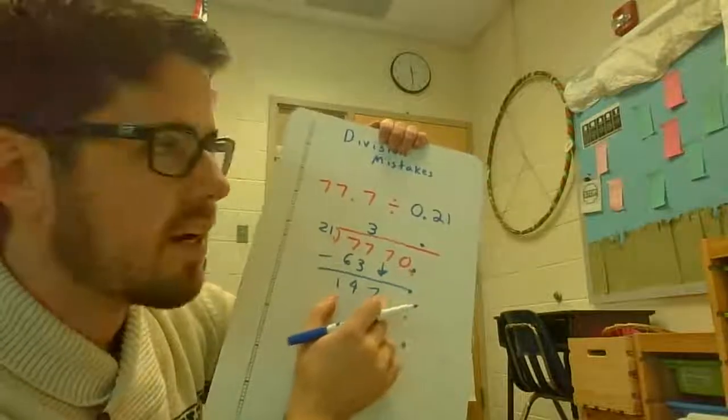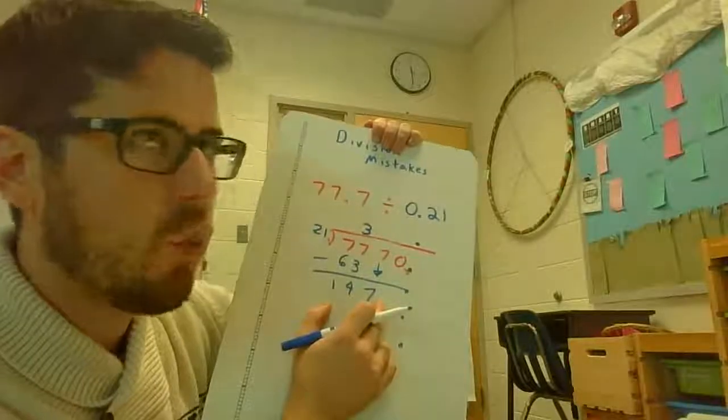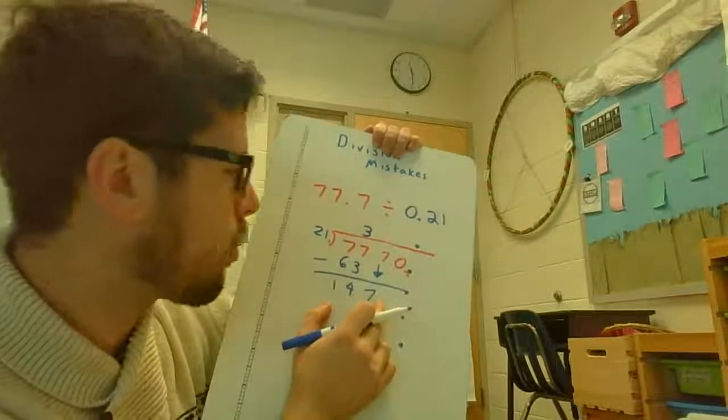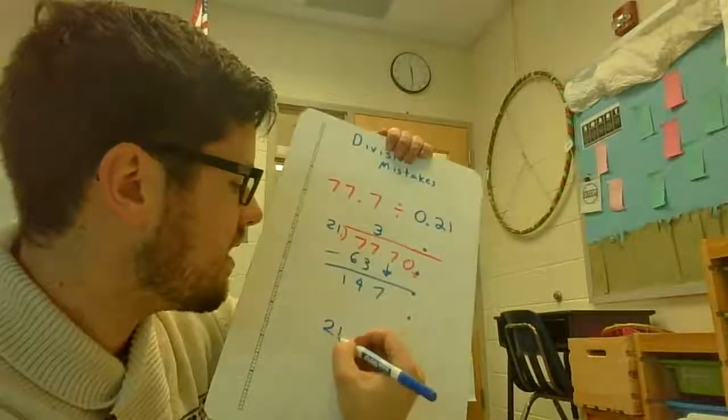Well, I know that 2 times 7 is 14. So 20 times 7 must be 140. So I wonder if maybe I said I'd do 21 times 7. Let's see if it works.